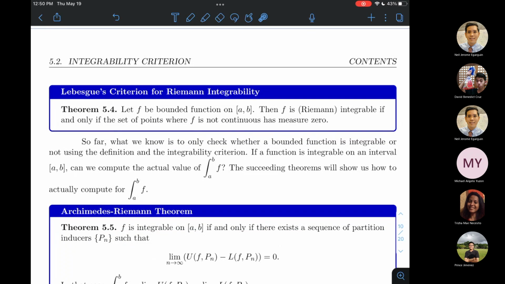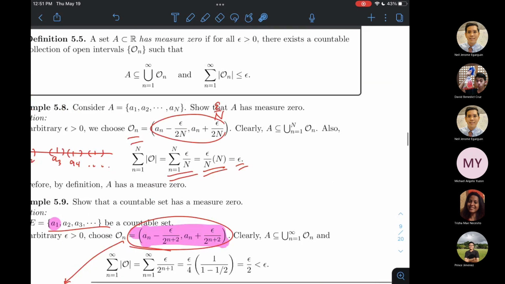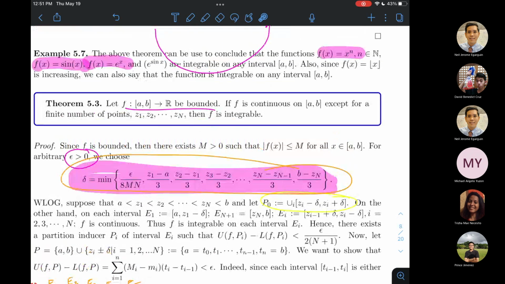Ang sinasabi ni Lebesgue, kapag meron kang isang function f na bounded sa isang closed interval AB, then si f ay Riemann integrable if and only if the set of points where f is not continuous has measure 0. Okay, so ibig sabihin, as long as bounded yung function mo, tapos measure 0 lang yung points kung saan siya discontinuous, then siya ay Riemann integrable pa rin. Pag hindi na measure 0 yung set kung saan siya discontinuous, then hindi na siya integrable. So kanina yung isang theorem natin, well, we know that the set being finite will have measure 0. So ibig sabihin, ito ay special case lamang ng Lebesgue criterion.